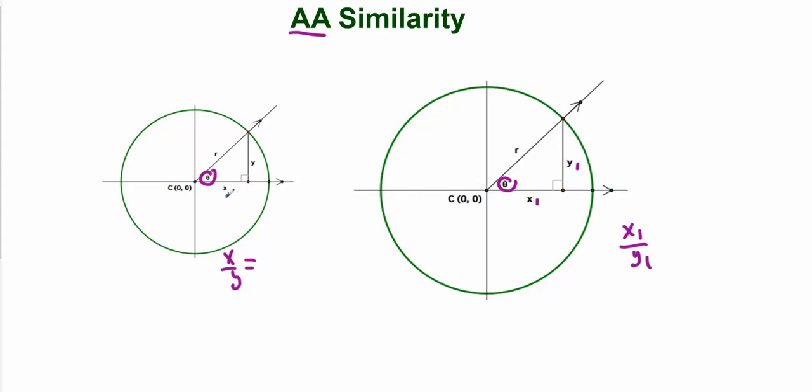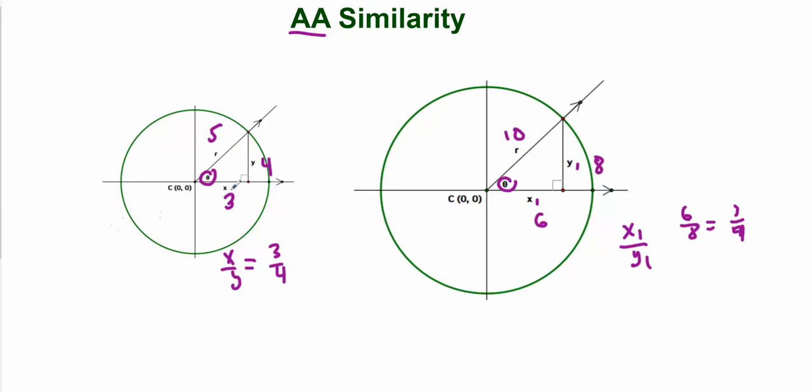Let's illustrate this with a 3, 4, 5 triangle. I'm going to have a scale factor because similarity is nothing but dilations and scale factor. I'll go ahead and make this a scale factor of 2, so that's going to be 6, 8, and 10. So when I do x over y, I'm going to have 3/4. And here I'm going to have 6/8, which of course is 3/4 or 0.75, okay?